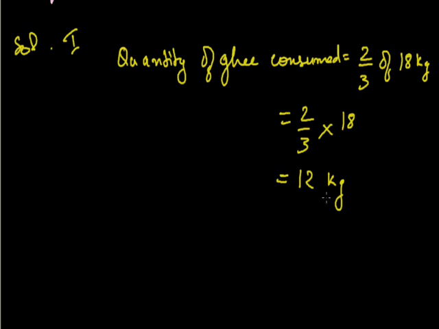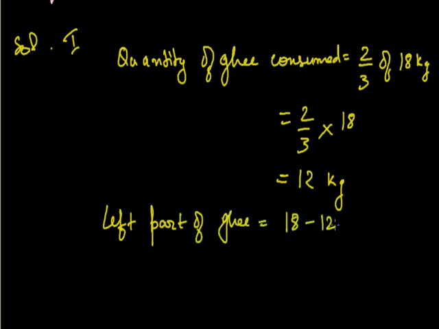Now this part has been consumed. So the left part of ghee will be equal to 18 minus 12, that is equal to 6 kg.